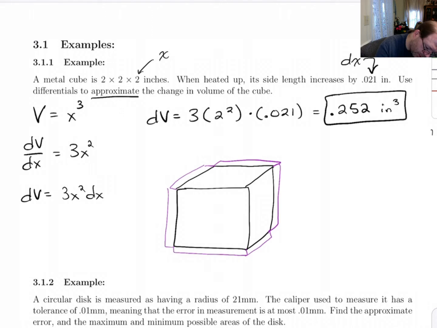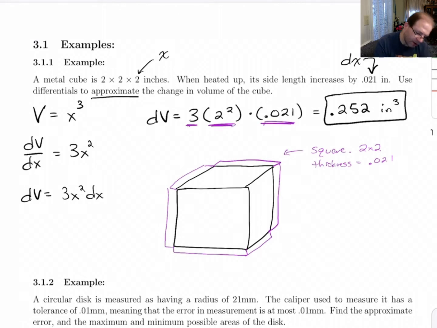If you look at each one of these purple blocks, which I've purposefully drawn where you can only see little parts of them, each one of these things is a square. It's a square that's 2 by 2, and then the thickness is 0.021. So if you add up the volume of those three things, you've got exactly this up here. They're 2 by 2, and 0.021 thick. That's what we added on to get the differential.